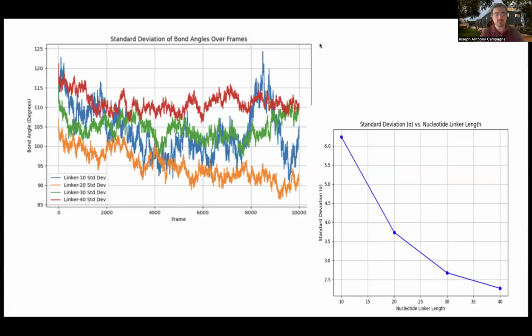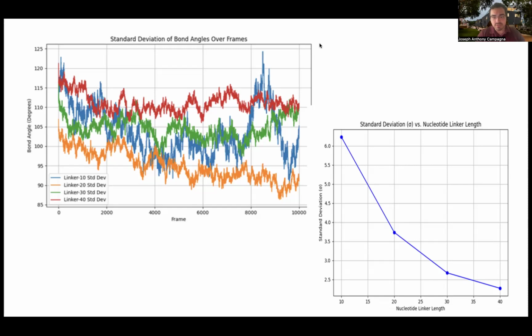Now this is my results. My results are we have a standard deviation of bond angles over frames, where we have the bond angle on the y-axis and the simulation time on the x-axis. And what we notice may not be clear from the colored lines, but when we take the mean standard deviation of each of the angle distributions, this is the angle between that hinge and the lower beam. So you try to imagine ideally it's a 90-degree angle, but in reality it's a little messier than that.